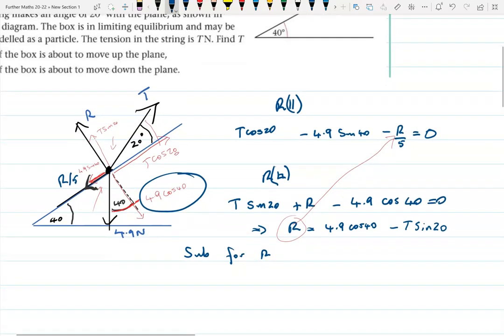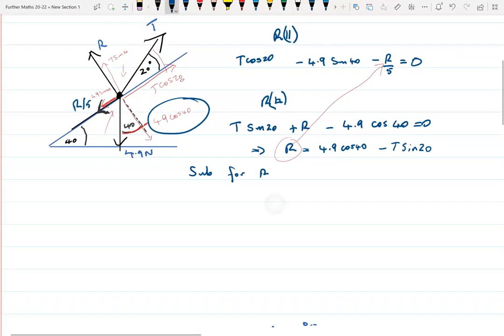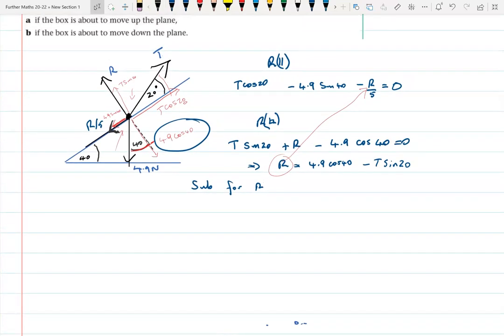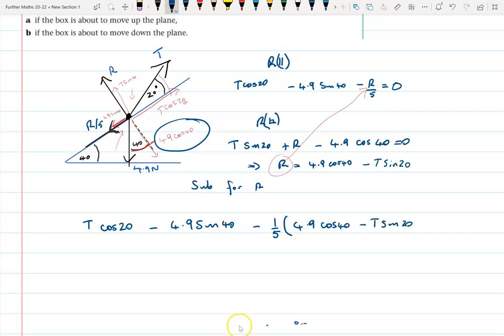Just taking care. So that's t cos 20 minus 4.9 sine 40 minus 1/5, taking the fraction outside, r, which is 4.9 cos 40 minus t sine 20. Sorry about that. Equals 0. Okay, so that's our equation.